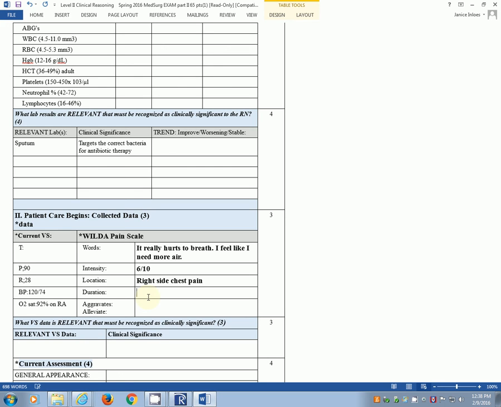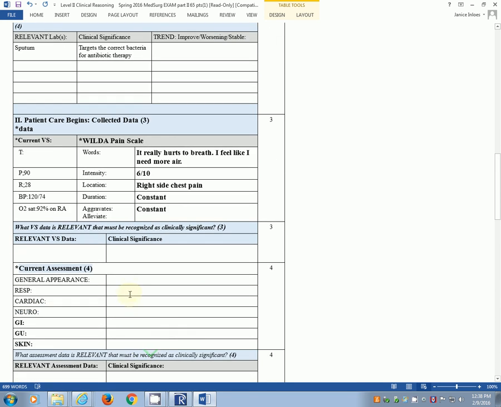Well, let's say constant, pardon me, because it hurts when she breathes in, it hurts when she breathes out. Since it's constant, nothing actually aggravates it or relieves it. So then on down here we got general appearance.